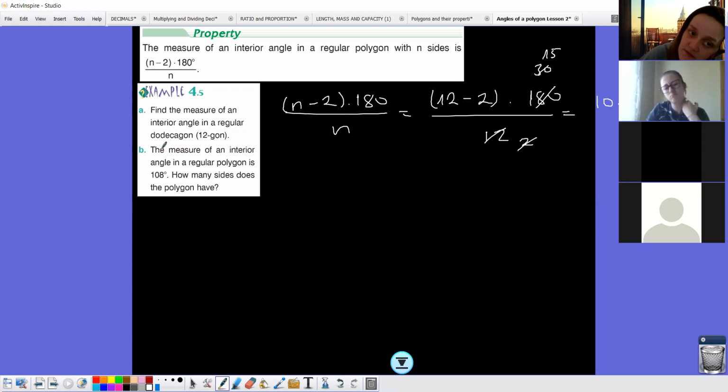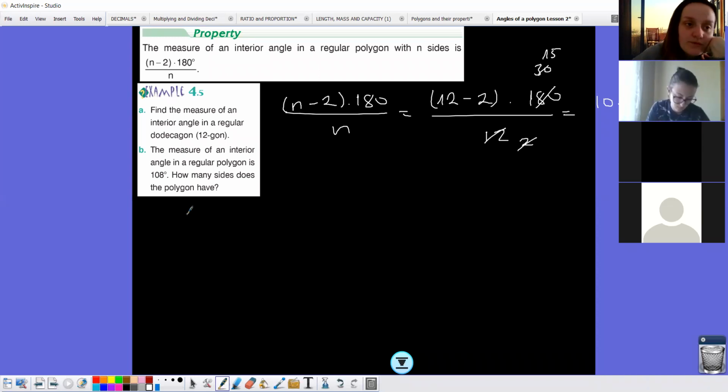With the same formula. The measure of an interior angle in a regular polygon is 108. How many sides does the polygon have? So the measure of one angle is given. We need to find the number of sides.